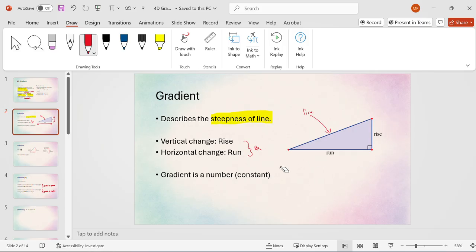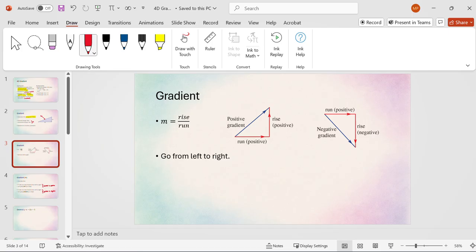So please remember that. Now, this is the formula that we use. M equals rise over run. You must make sure you have this formula memorized, or at least have it in your cheat sheet somewhere. For the better part, I'd hope that you would remember this, okay? Now, there are two types of gradients that I have right here: a positive gradient and a negative gradient.